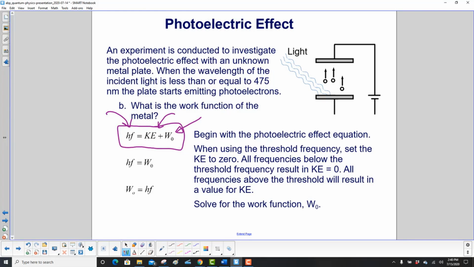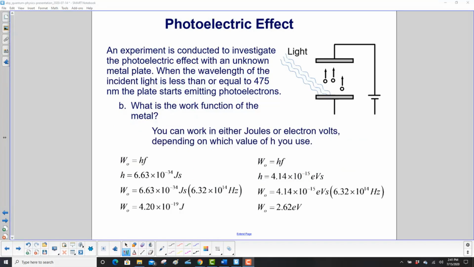All frequencies below the threshold frequency result in kinetic energy equals to 0. All frequencies above that, you'll get greater and greater values for kinetic energy. So hf is equal to the work function. The work function is equal to hf.